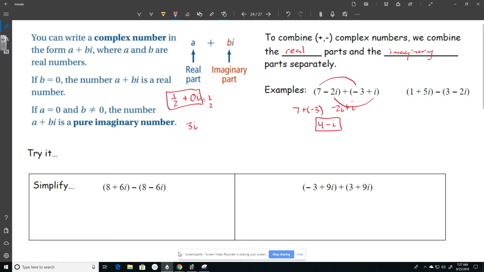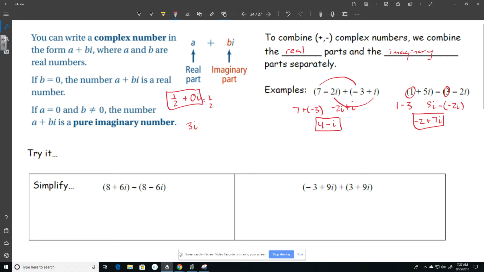Okay, it's just like terms. The i terms are like terms. You can add them together. You can't add them with other terms with a different variable. So on this one, 1 plus 5i minus 3 minus 2i. So I do 1 minus 3, I do the real parts. And then I do the imaginary parts. 5i minus negative 2i. Don't forget there's a minus minus here. So 1 minus 3 is negative 2. 5 minus minus 2i is 5 plus 2i, which is 7i. And there's your new complex number.